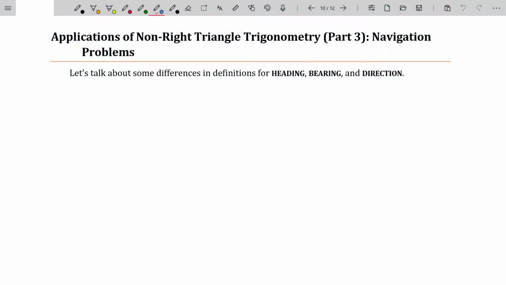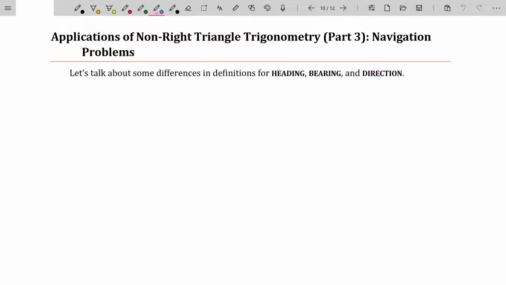Hello, my name is Roy Simpson, Professor of Mathematics at Cosines River College in Sacramento, California. In this video, we're going to focus quite a bit on non-right triangle trigonometry, a continuation of the law of cosines and law of sines, and we just finished doing a part 2 for applications of non-right triangle trigonometry. But navigation problems deserve their own video.